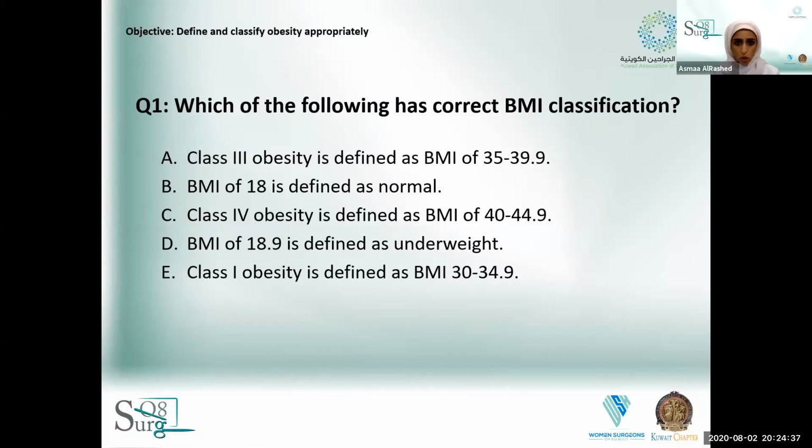Now, this is our first question: which of the following has the correct BMI classification? So we have class 3 obesity is defined as a BMI of 35 to 39.9. BMI of 18 is defined as normal. C, class 4 obesity is defined as BMI of 40 to 44.9. And then a BMI of 18.9 is defined as underweight, or E, class 1 obesity is defined as a BMI of 30 to 34.9.